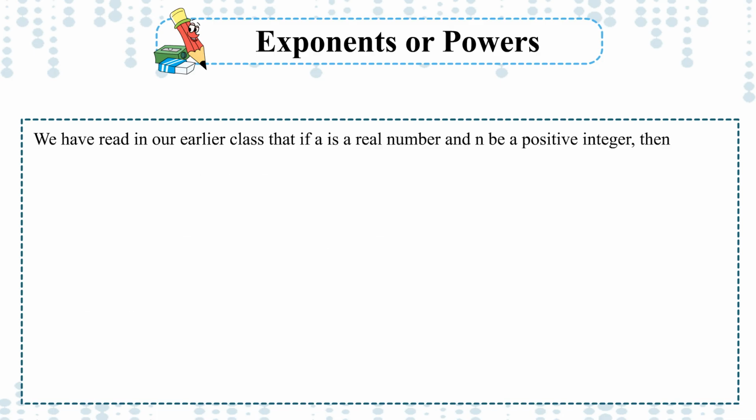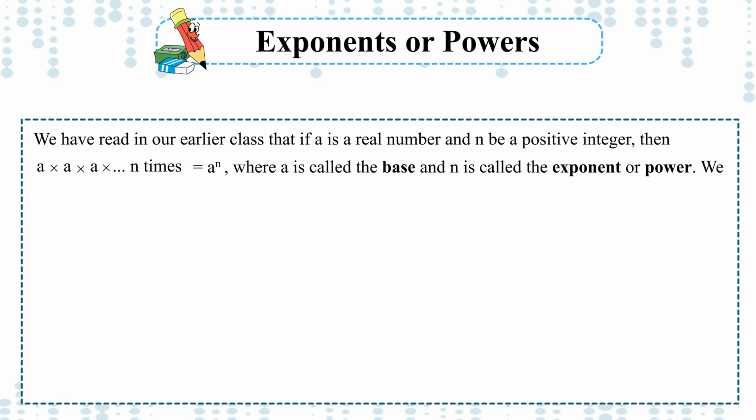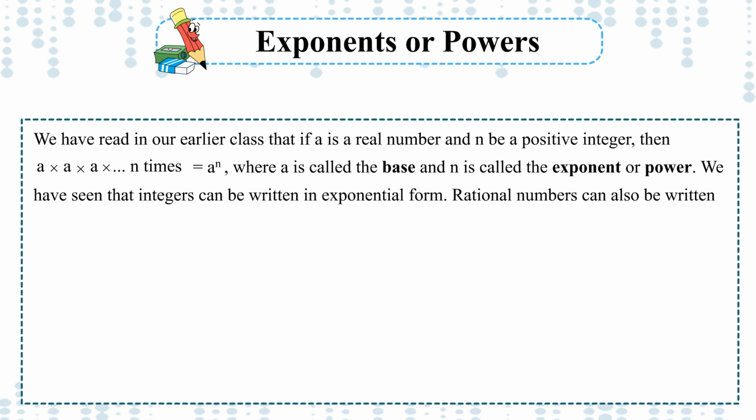etc. We have read in our earlier class that if a is a real number and n is a positive integer, then a multiplied n times is equal to a raised to the power n, where a is called the base and n is called the exponent or power. We have seen that integers can be written in exponential form. Rational numbers can also be written in exponential form.